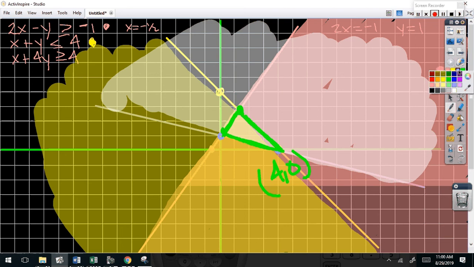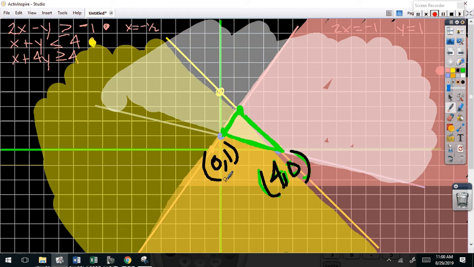4, 0. And 0, 1. Okay. Easy for those two, right? They happen at the same line. My problem is going to come from this one.